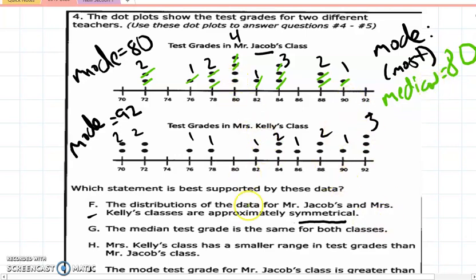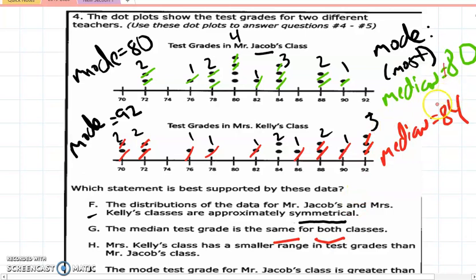That's the one in the middle. Then look at this other one. Let's look at the median for this one. Again, I'm eliminating from each side until I get to the middle. And so the median here is equal to 84. So I can answer the question. Obviously they're not symmetrical, because we don't have the same thing on both sides. The median is not the same.